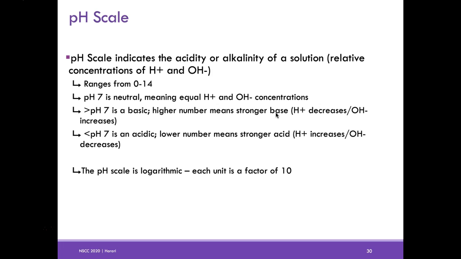The pH scale is logarithmic. So what that means is that each unit of pH is a factor of 10. So think about how much more acidic pH 5 is than pH 7. Right? So pH 5 is 10 times more acidic than pH 6, and pH 6 is 10 times more acidic than pH 7. So each unit is a factor of 10. So pH 5 is actually 100 times more acidic than pH 7. Right? So make sure that that makes sense to you.